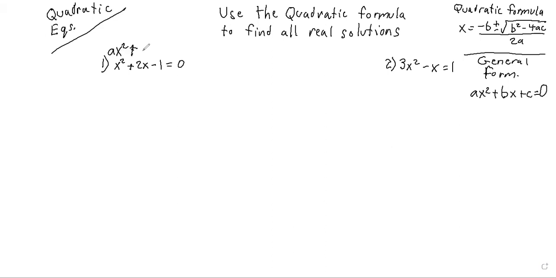So here we have ax squared plus bx plus c equals 0. The squared variable has the coefficient a, so a equals this coefficient. If there's nothing written there, then that number is 1. Here, b equals 2, and c equals -1. Now that we've gotten that, we can plug these values into the quadratic formula and simplify.